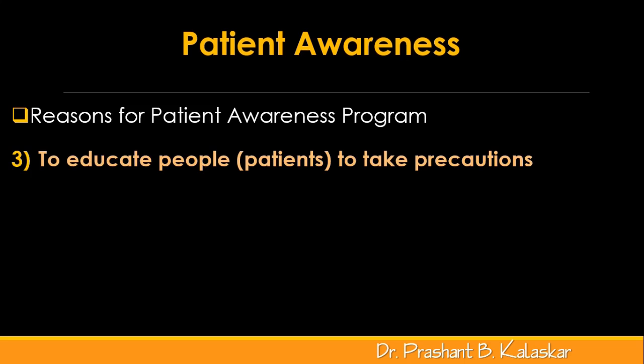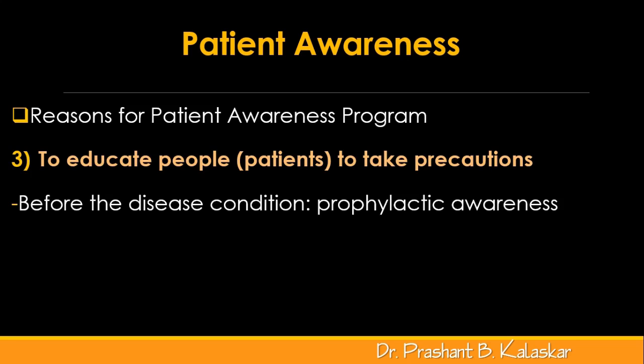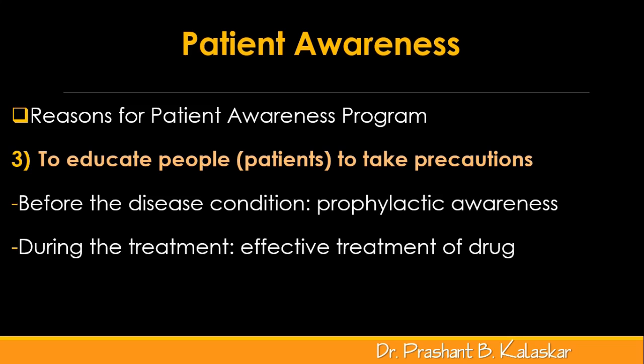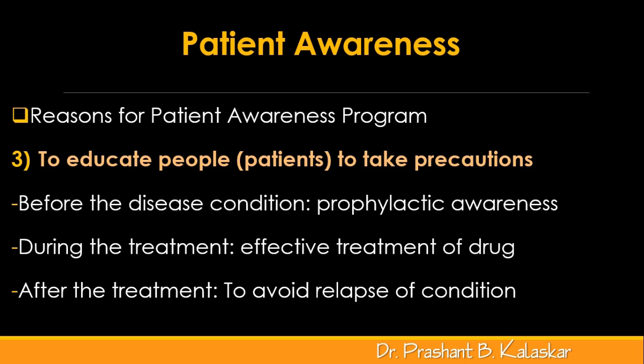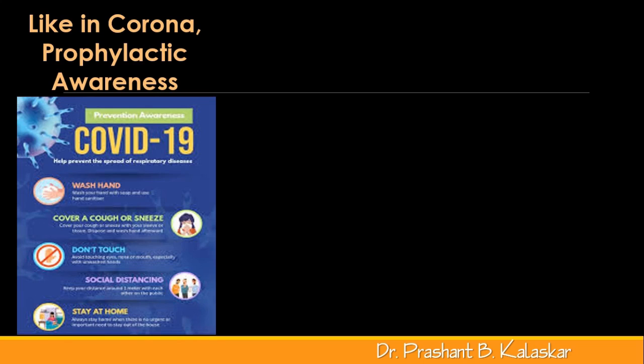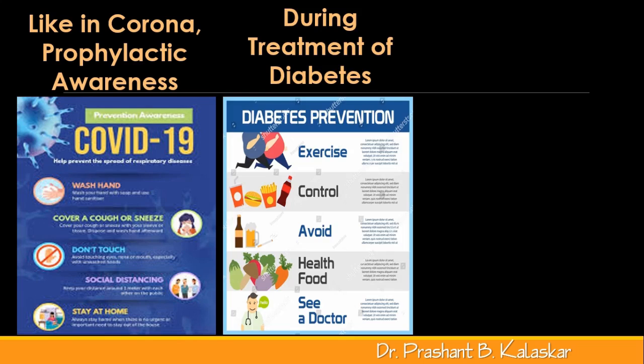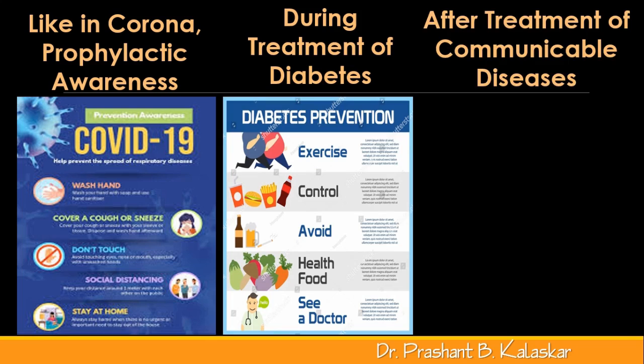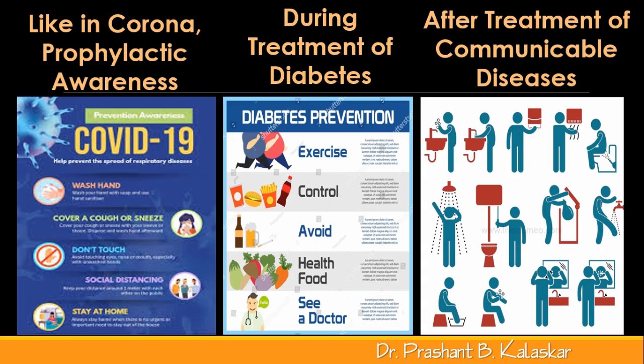Such patient awareness camps or programs are even organized to educate patients to take precautions before the disease condition occurs, a prophylactic awareness program, or they may be during the treatment for effective treatment with the drug, and after the treatment to avoid relapse of any such disease conditions. Like you can see here on this slide, to prevent corona infection, the poster informs people how to take precautions. The second poster is for during the treatment of disease conditions, like in diabetes, to do exercise, consume lots of vegetables, etc. And the third is for after the treatment of communicable diseases, on how to maintain hygienic conditions, etc.